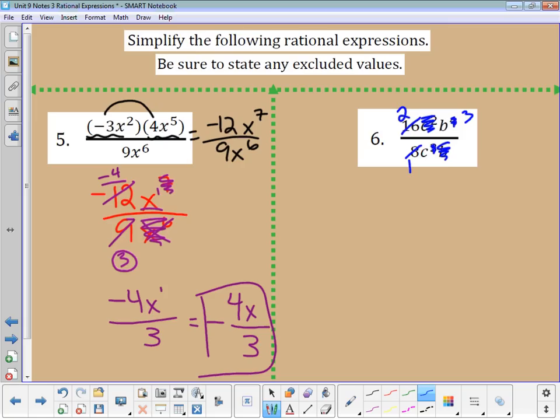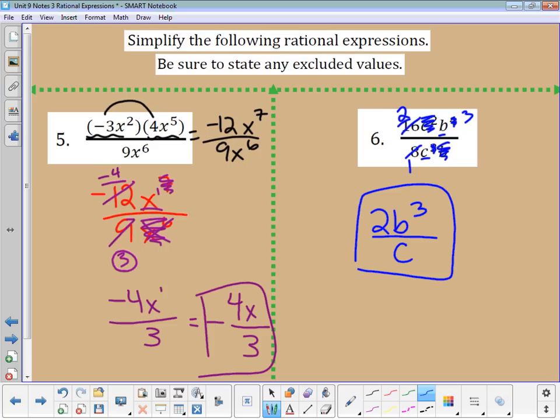Now it's really important that you have kind of neat handwriting here, because when you're crossing a bunch of stuff out and moving a bunch of stuff around, it's easy to lose track of what's left over. So if I'm really careful about what I have left over, I have the 2, I have the b, and it's raised to the 3rd power. So 2b to the 3rd power. And in the bottom, I'm left with just c.